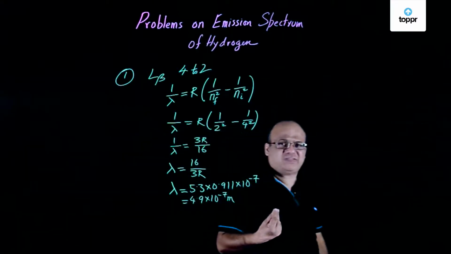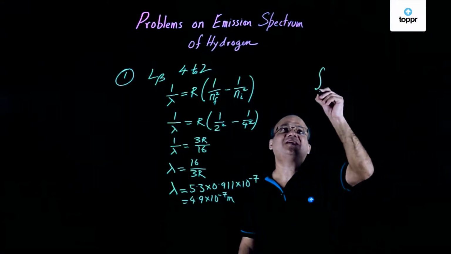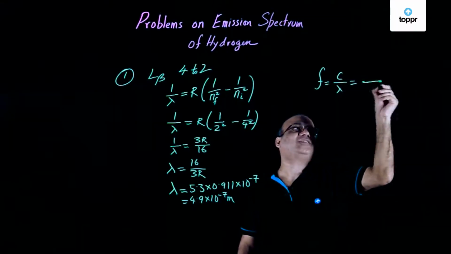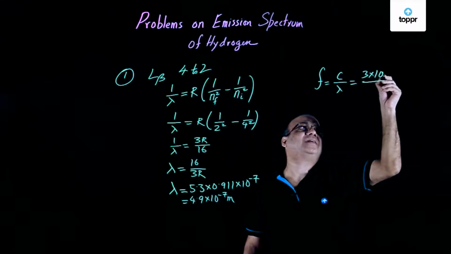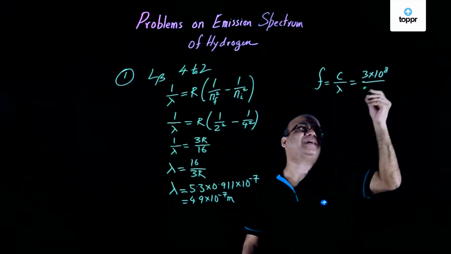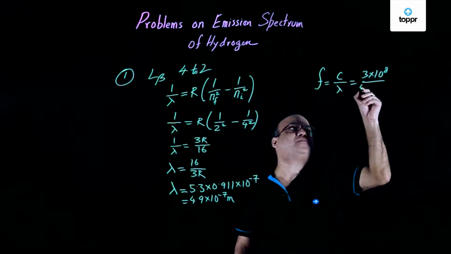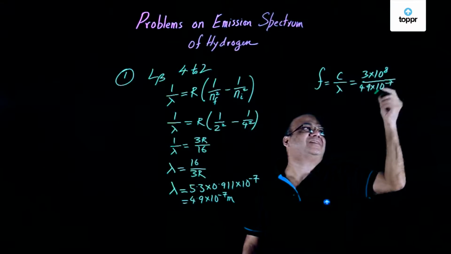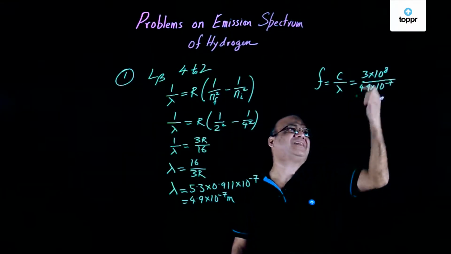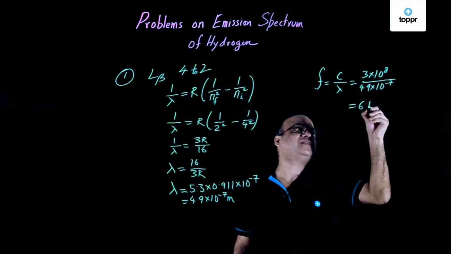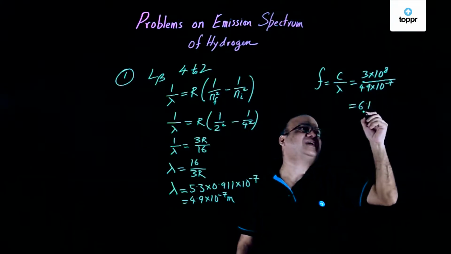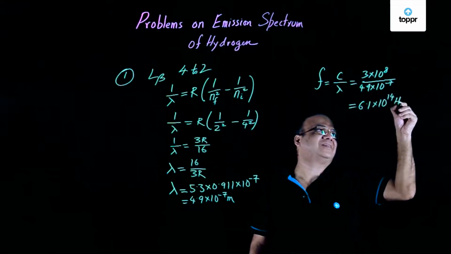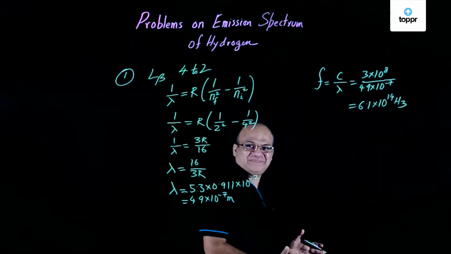Now, how to find frequency? Just divide C by lambda. C is 3 into 10 to the power 8 meters per second, and lambda is 4.9 into 10 to the power minus 7. So this will be approximately 0.61, so we can say 6.1, and taking the 10 to this side, we get 10 to the power 14 hertz. So now we have solved this problem.